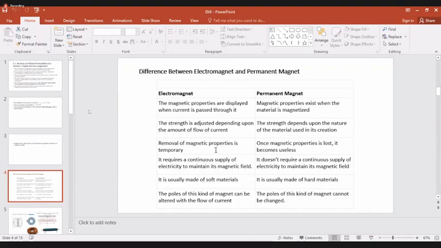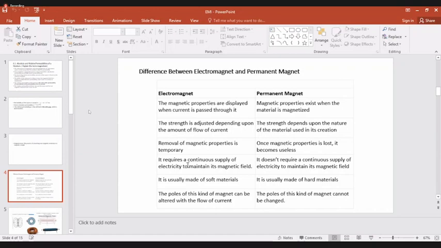Removal of magnetic properties is temporary in an electromagnet. Once the magnetic property is lost, it becomes useless. It requires continuous supply of electricity to maintain its magnetic field. A permanent magnet does not require a continuous supply of electricity to maintain its magnetic field, because it is a permanent magnet. Already the magnetic field is there, but in an electromagnet, when current is removed, the magnetic field vanishes. So again, if we want to build up the magnetic field in that material, you have to pass current in the coil. And when current is in the coil, that substance becomes the magnet.